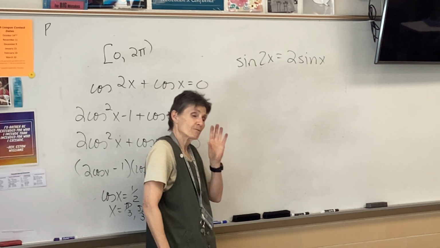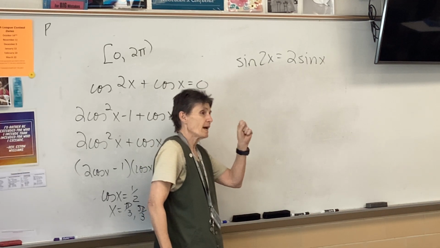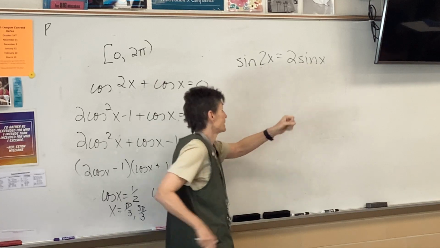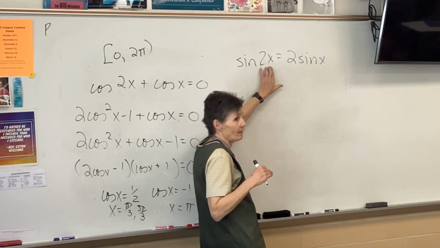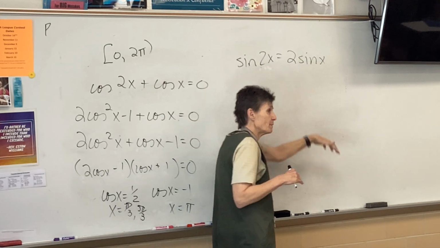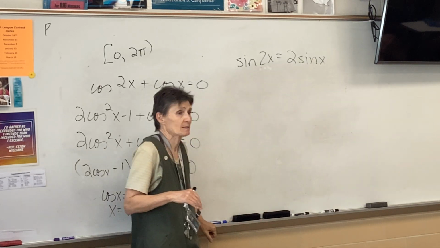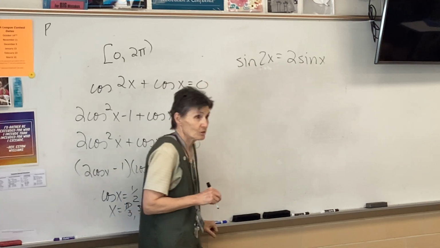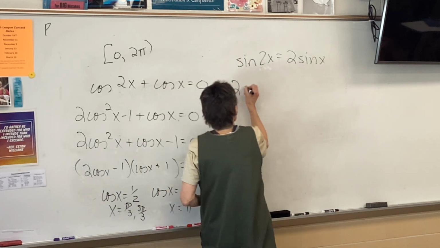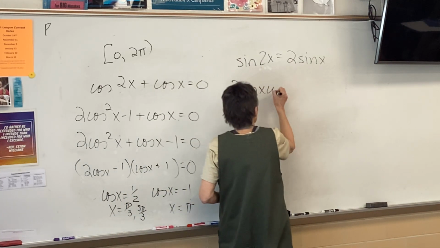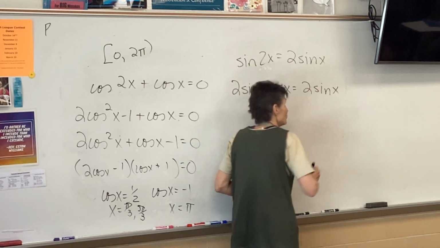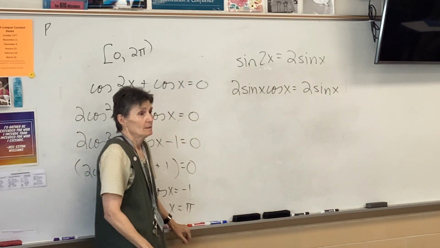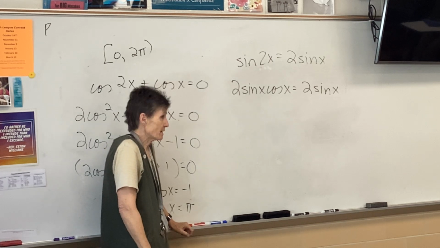Okay, so first of all, it's like a big red flag. See that 2x? Can't be there. So what are we gonna do with sine 2x? Two sine cosine. You do not have a choice. Two sine cosine, that's what it is.